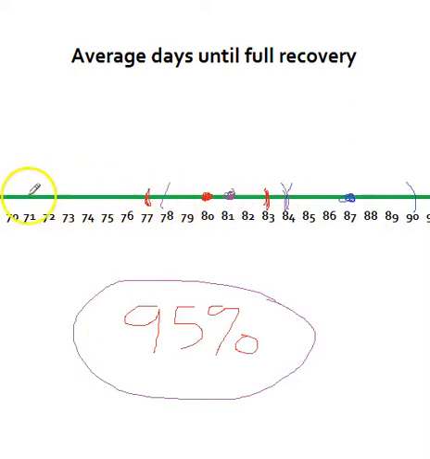So wherever the real population mean falls on this number line, whatever the average days until full recovery is for everybody, it's going to be in 95 out of 100 of the confidence intervals we created for 95% confidence.